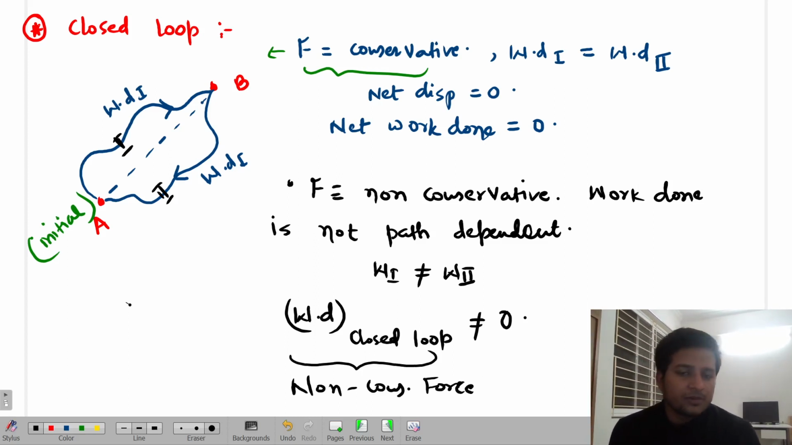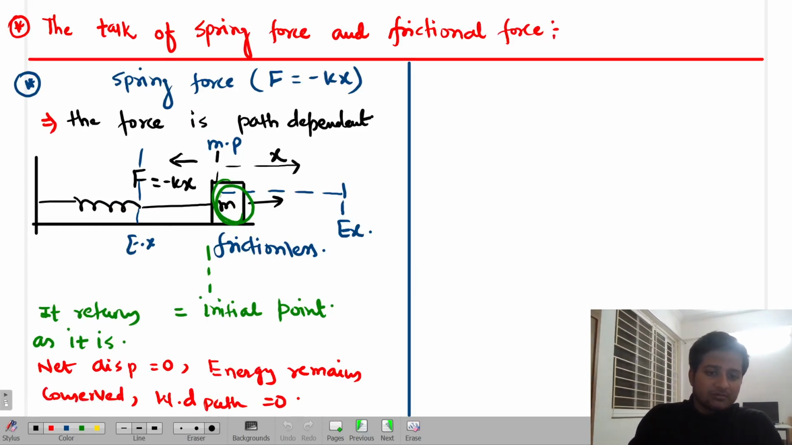So the third important property you got: if I have a conservative force, the net work done in a closed loop is how much? Zero. While for non-conservative force, the net work done in the closed loop is never ever zero. Are you able to get me or not? Yes. Now let us talk about this in the spring case. Spring is doing the same thing. When I go from the initial point to the final point, then return back to the initial point, energy remains conserved. And that means the whole work done along this whole path is equal to how much? Zero. Are you able to get me or not?